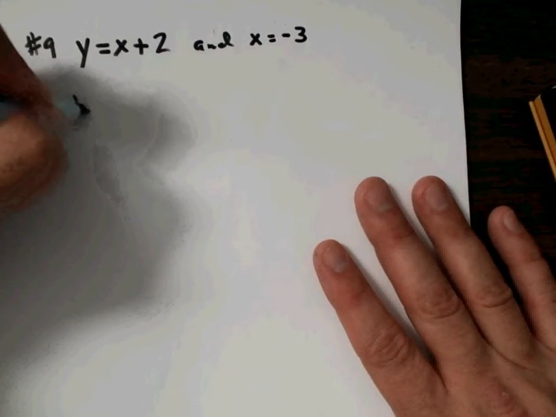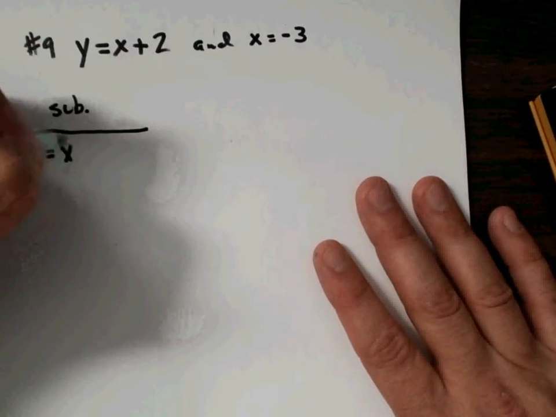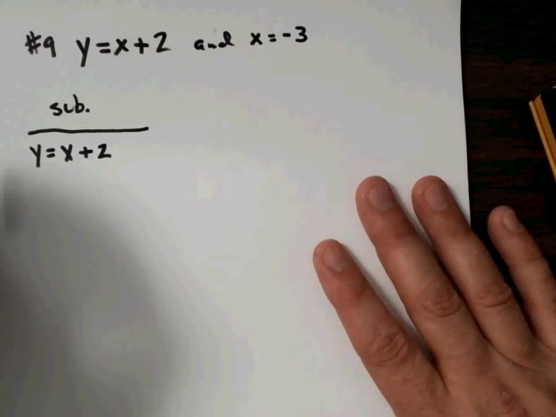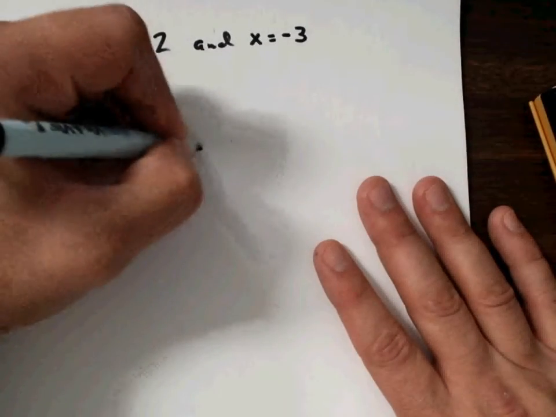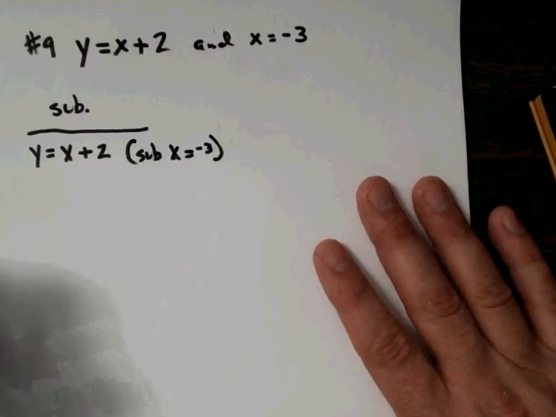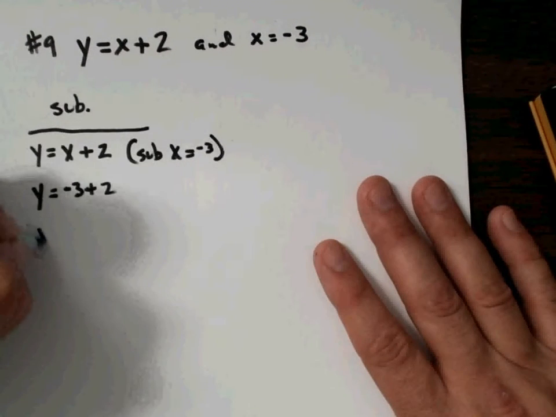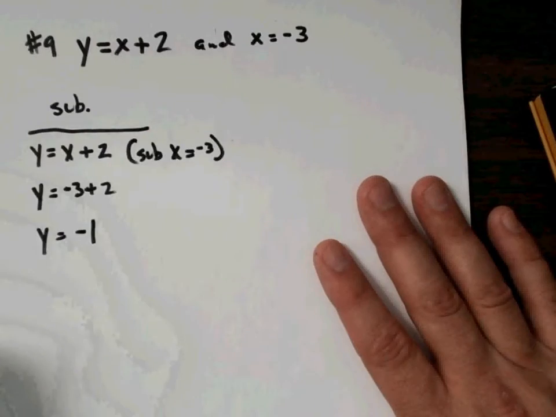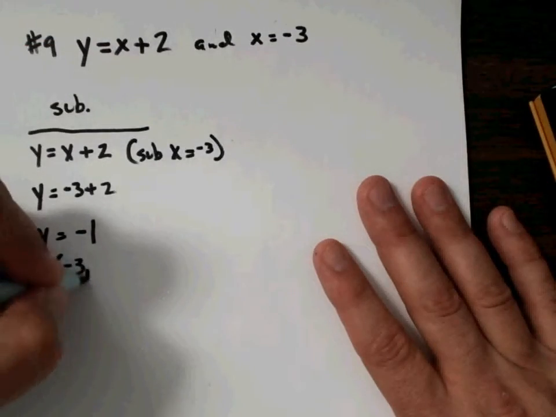Substitution, I'm going to take this one because it does fit the criteria of a variable by itself. That actually happens twice in this problem. I'm going to substitute x equaling -3. That's going to be y equals -3 plus 2. So y is going to equal -1. So my solution, since I already have the value for x, that was easy. There it is.